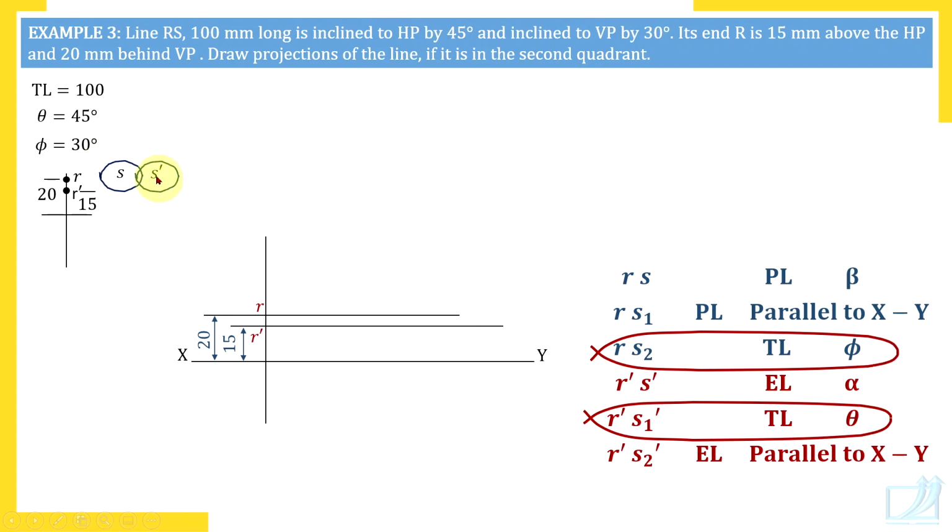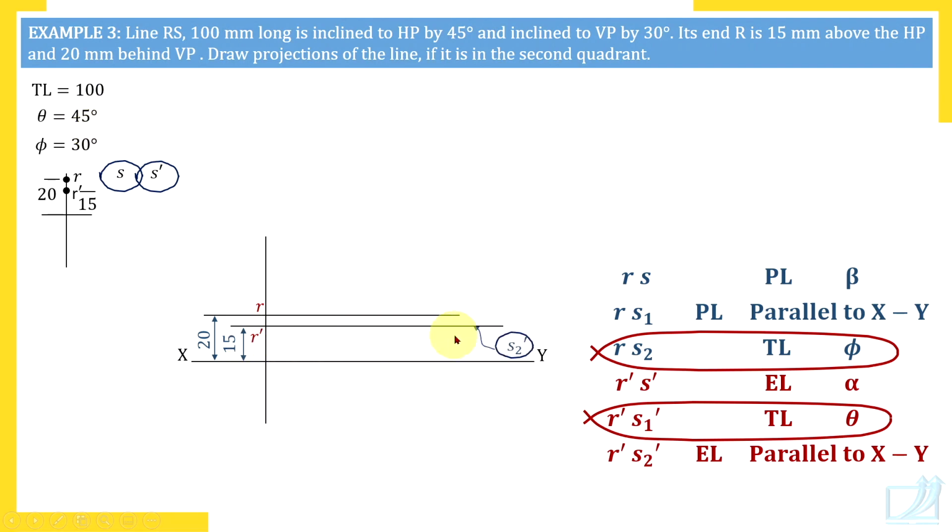Had it been given point S in 3rd quadrant, we would have measured top view angle upwards and front view angle downwards. And had it been given S in 1st quadrant, then we would have measured this front view angle upwards and top view angle downwards. So it's that simple. So you should not get confused that on which side of the reference line this angle is to be measured. Okay.